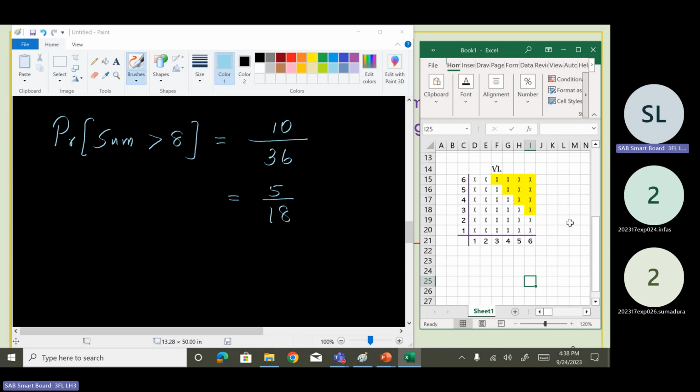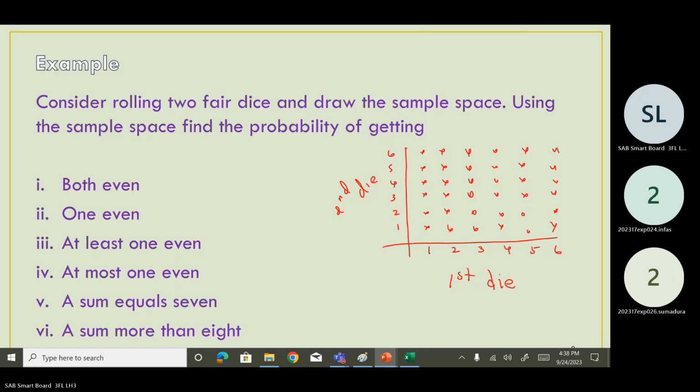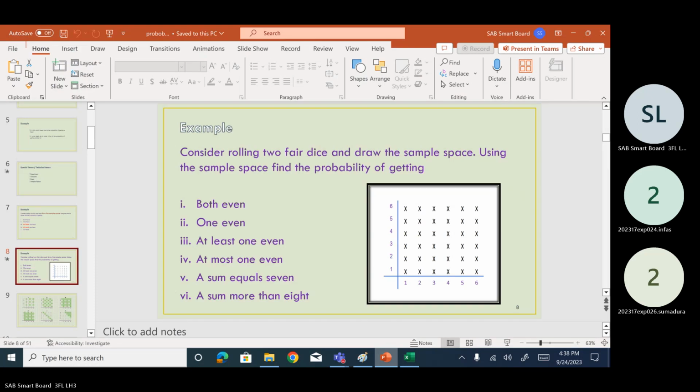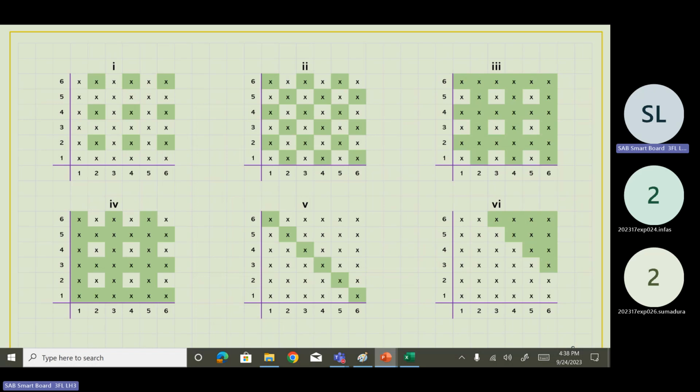So those two examples tell you how to draw the sample space, and from the sample space, how you get the probability. Always, if it is simplifiable, give the maximum simplified version. So at a glance, that is just the same thing.